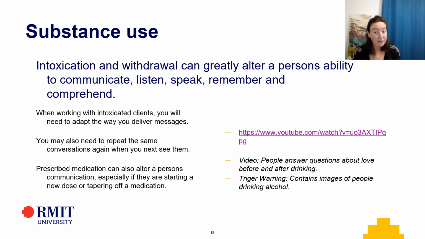For example, methadone, which is a commonly prescribed medication to people who've been using opiates. You'll encounter that quite a bit. When people first start using that, it can impair their ability to communicate. They might be fine as well, but just keep in mind that what's going on for a person in terms of what substances they have in their system can be really impactful.